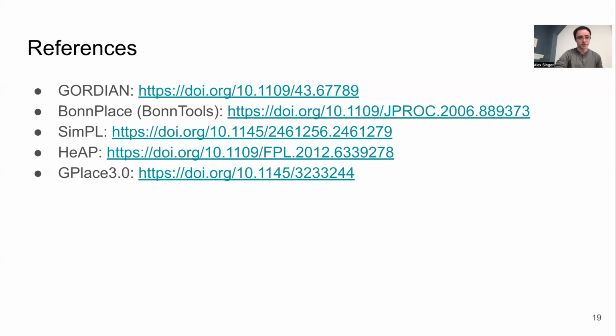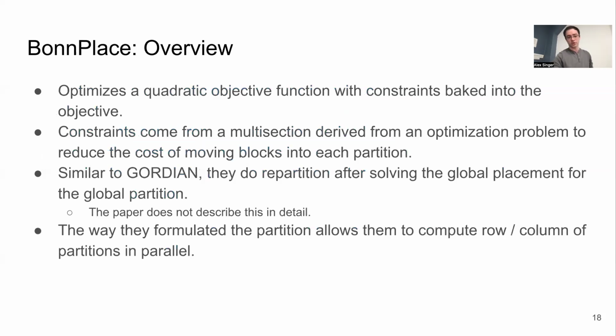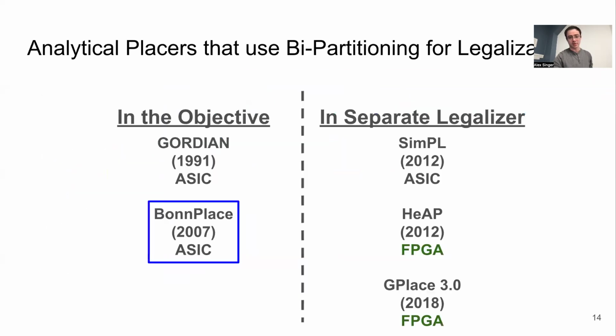That's all she wrote for today. Next week, I'll talk about these three papers, which I might as well just show my summary page because that might be helpful. So next week, we'll talk about SimPL, FastPlace, and G-Place 3.0, who separate the legalizer using bipartition. They do legalization as bipartitioning, and then they feed it back in.